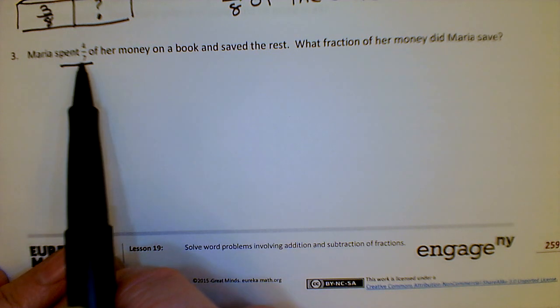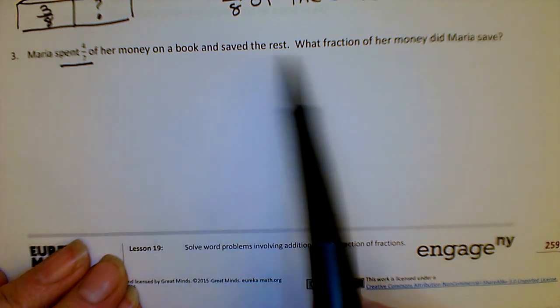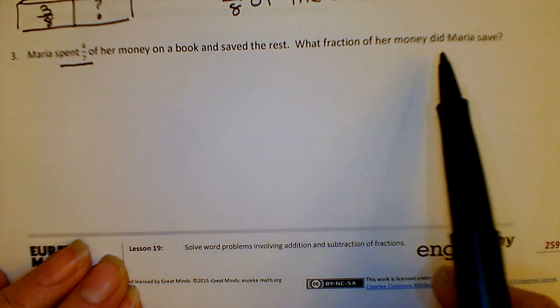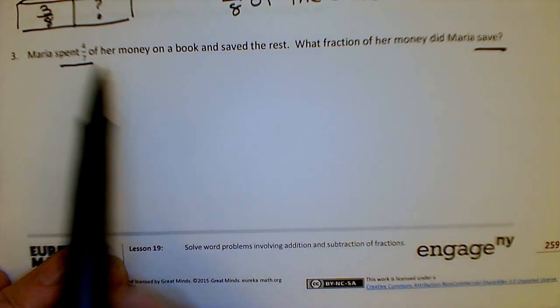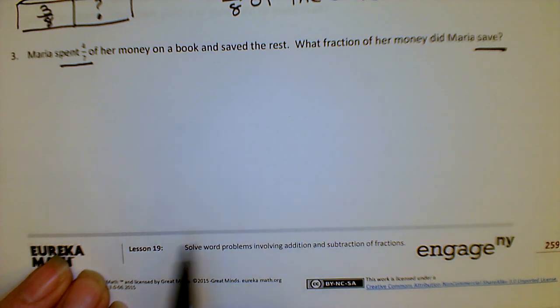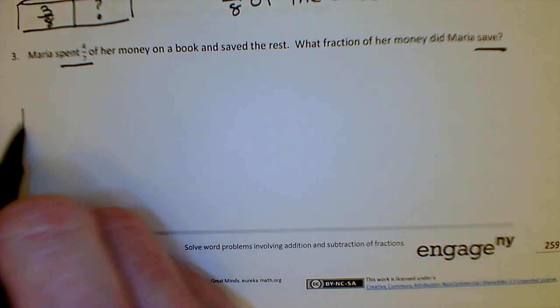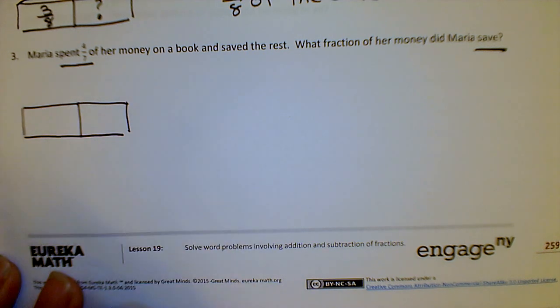She spent 4/7 of her money on a book and saved the rest. What fraction of the money did Maria save? So we want to figure out what she saved. She spent this, she saved the other part. So let's go ahead and, sorry about all the noise, let's model that here with a diagram.